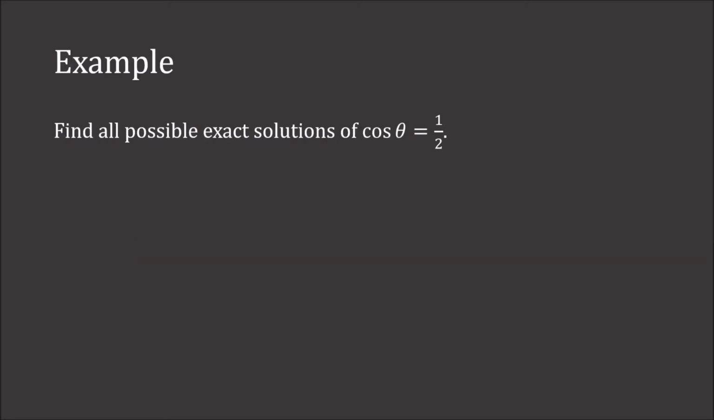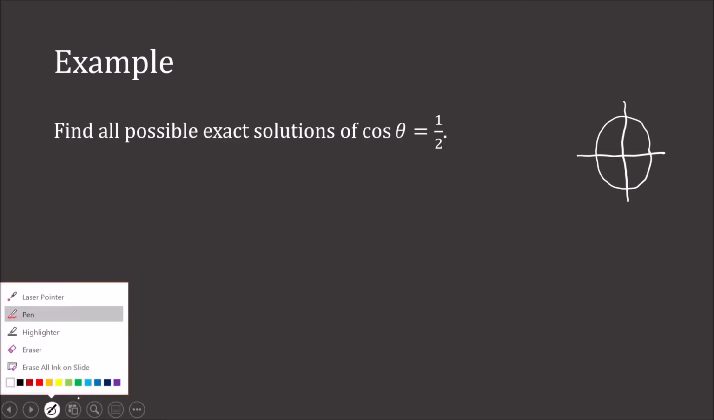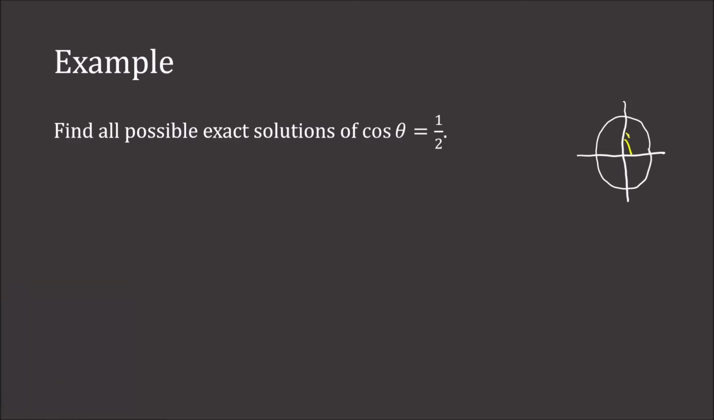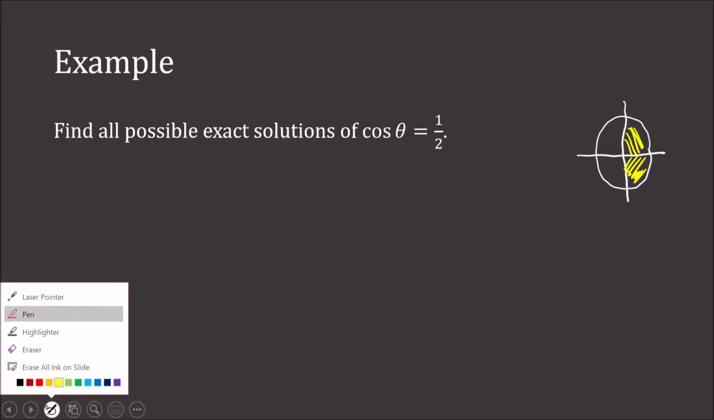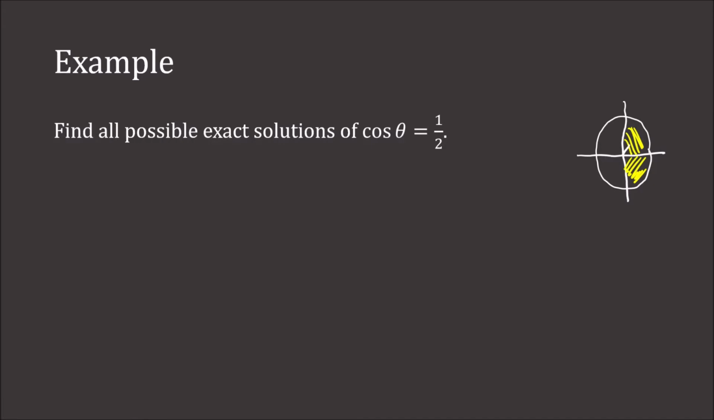We begin by looking at cosine theta is equal to 1/2, and we want all possible exact solutions. Begin by just drawing a unit circle. Now, where is cosine positive? That is going to be in either quadrant 1 or quadrant 4. If we look first at quadrant 1, we want to know what angle gives us 1/2 when we take the cosine. Well, that is pi over 3.